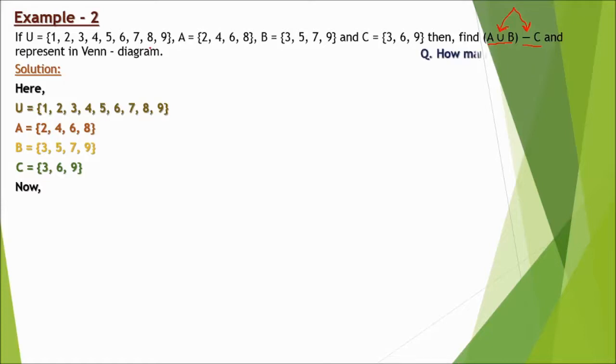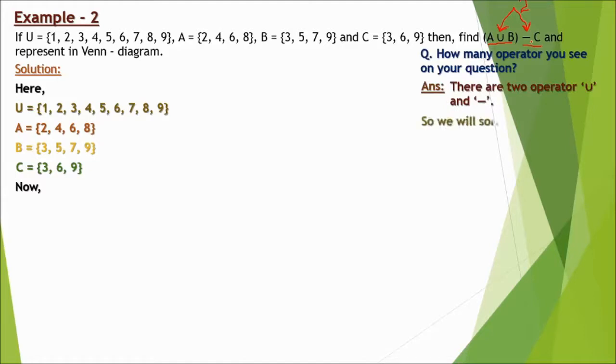Let me show you the process. How many operators do you see in the question? As I have already told you, there are 2 operators, union and difference. So our work must be done in 2 steps. First, we will do whatever is inside the bracket. It is like simplifying. In arithmetic we do the bracket first according to the BODMAS rule, so it is the union which we are going to do first.